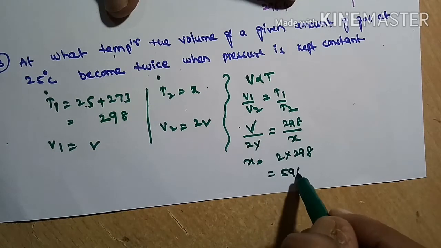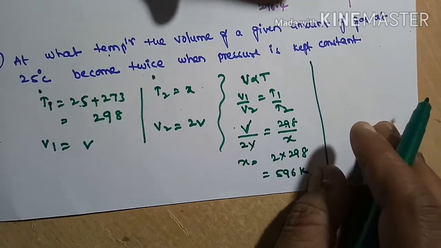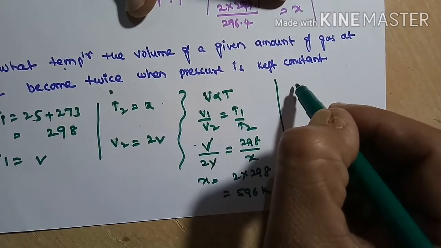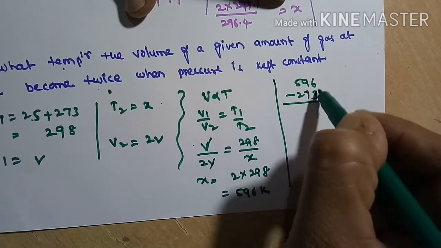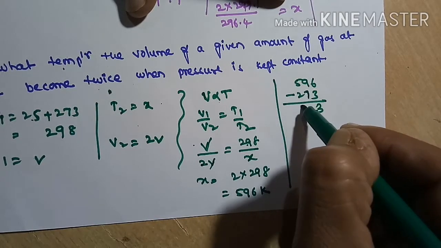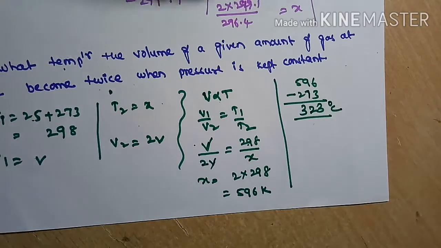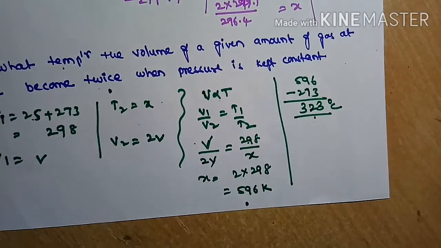596. 596 degree Kelvin. If it is asked in degree centigrade, what will we do? So 596 minus 273. So 6 minus 3, 3, 9 minus 7, 2. So 5 minus 2, 3. So 323 degree centigrade. 323 degree centigrade or 596 degree Kelvin.